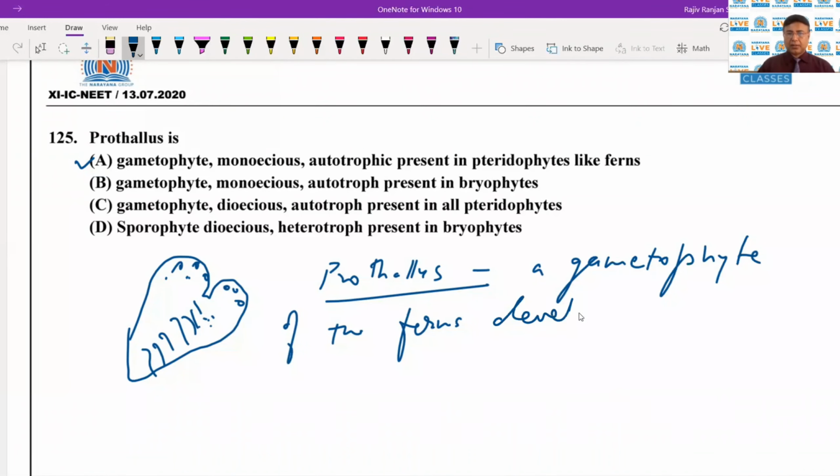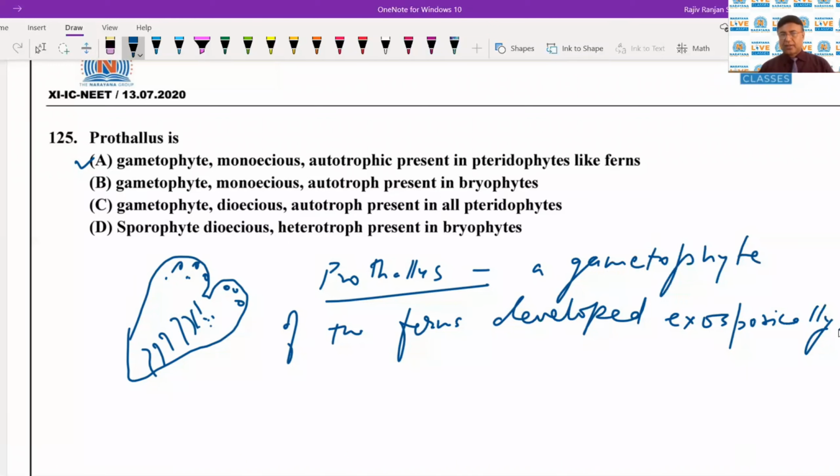Developed exosporically, means the germination occurs showing a germ tube outside the spore, and the overall prothallus, a wing-like thin structure, develops outside the spore, and it is a heart-shaped structure with rhizoids on the undersurface. So it is a gametophyte.